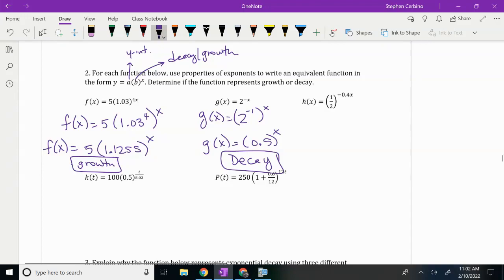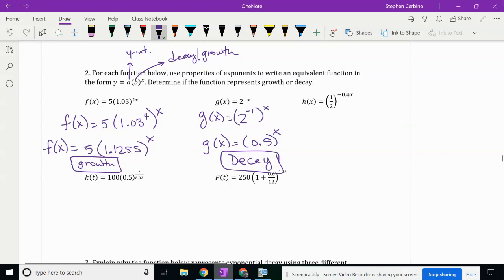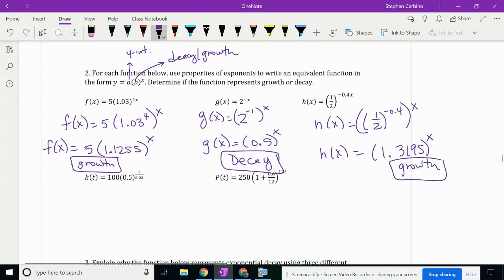Try the last 3 yourself. If you want to check they got h of x right, it's up there.